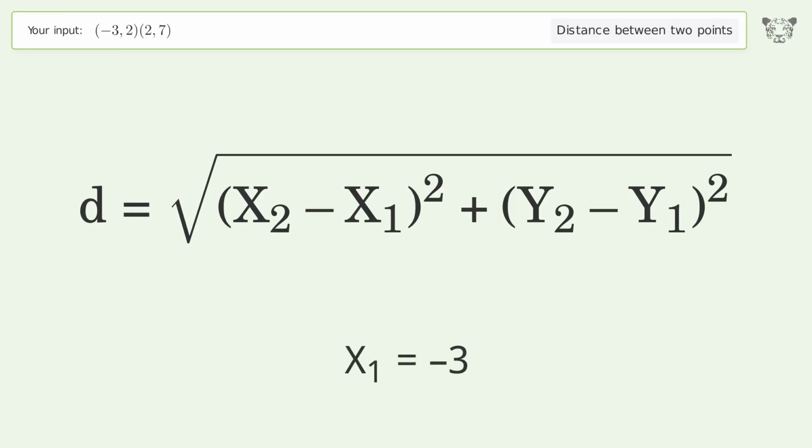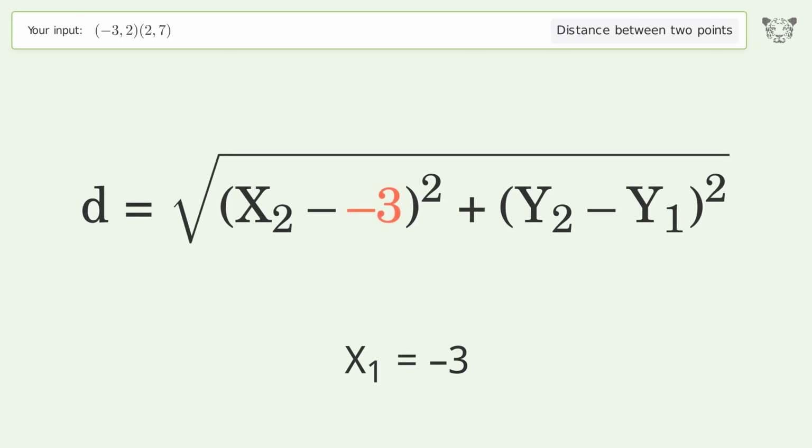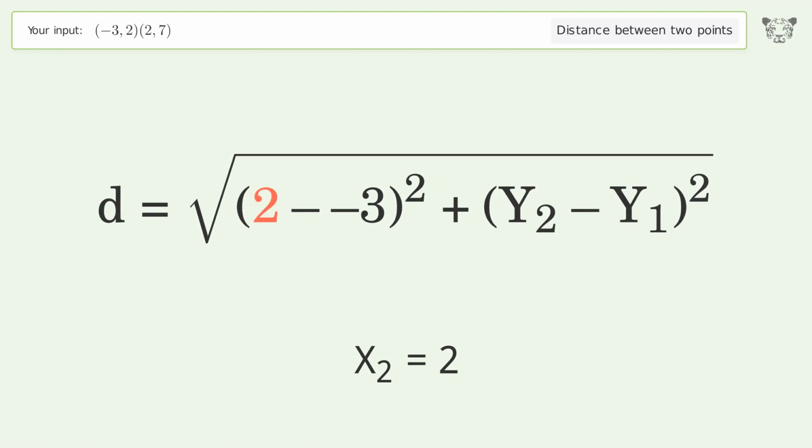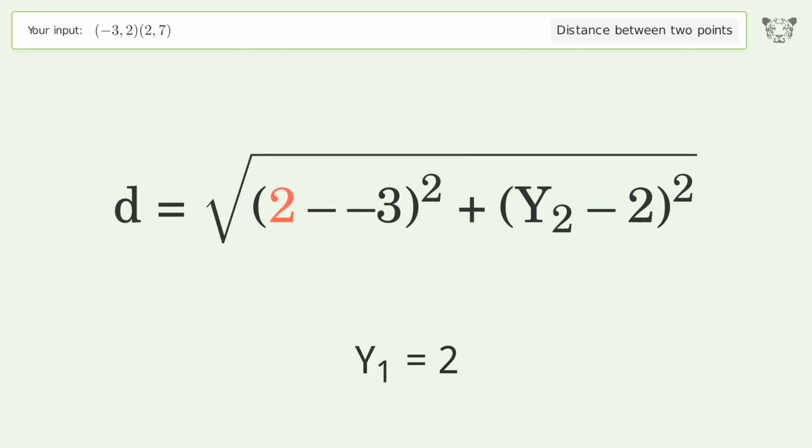x1 equals -3. x2 equals 2. y1 equals 2. y2 equals 7.